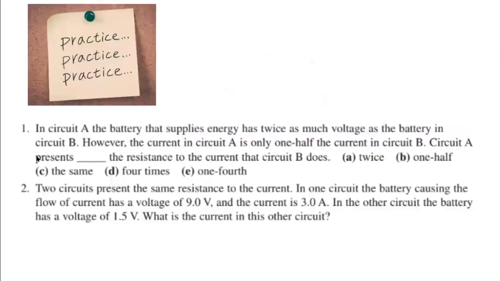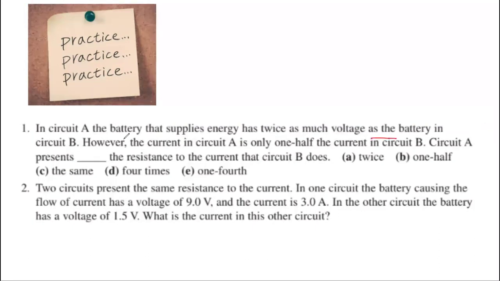Now you can go ahead and try to practice these questions. The first question is: in circuit A, the battery that supplies energy has twice as much voltage as the battery in circuit B. Okay, so there is a circuit A and a circuit B. Circuit A's battery is providing 2 volts. This one is only providing 1 volt. However, the current in circuit A is only one half the current in circuit B. So the current over here is half of the current over here.